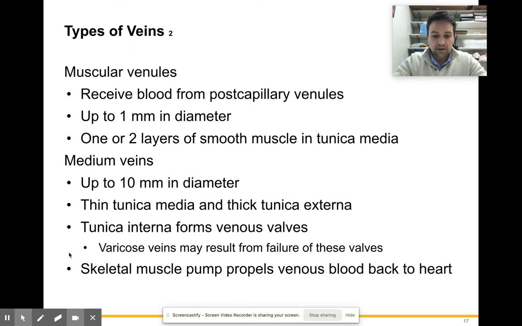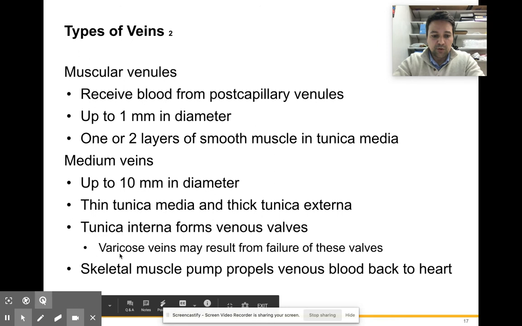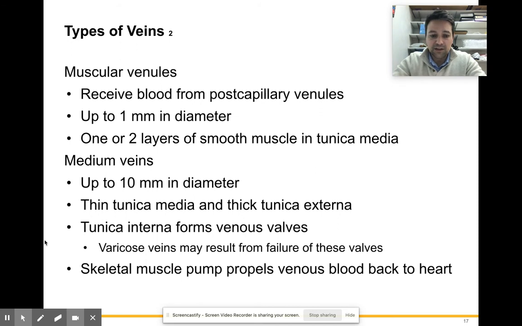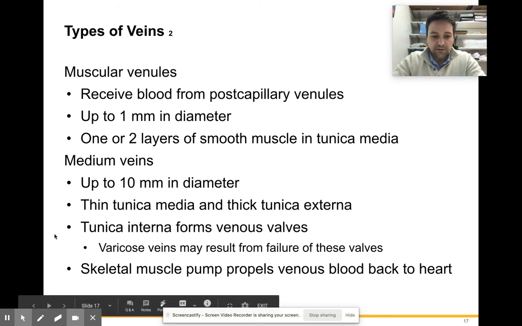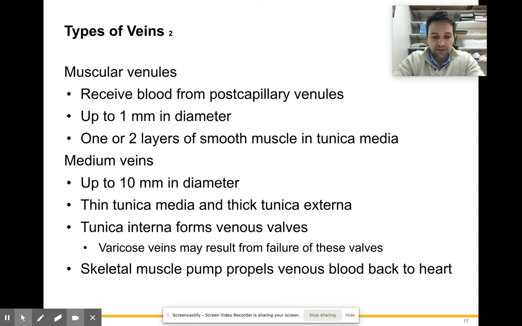Okay. If these valves fail and you have backflow, that can result in what we call varicose veins. Varicose veins are the veins that you find a lot of times on people's legs near their knees. It's due to those valves not working properly. You can get them surgically removed, where they would bypass them with other veins and things like that.